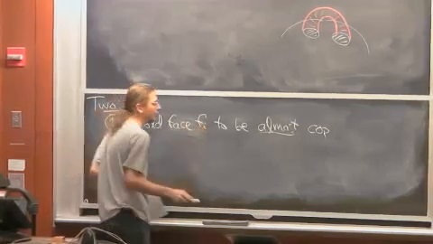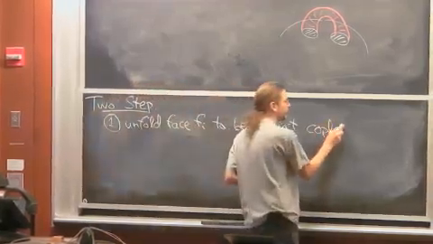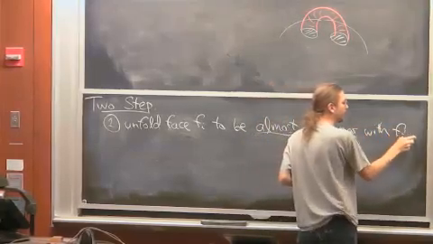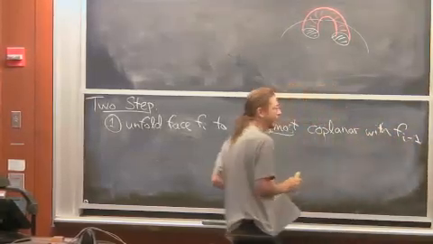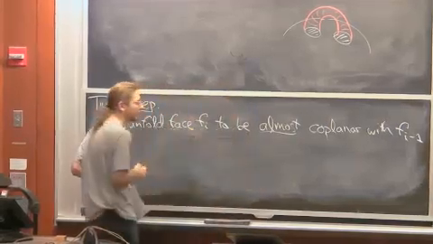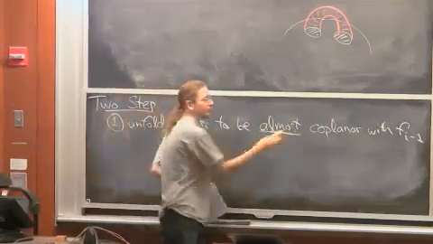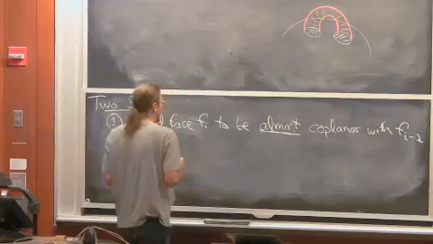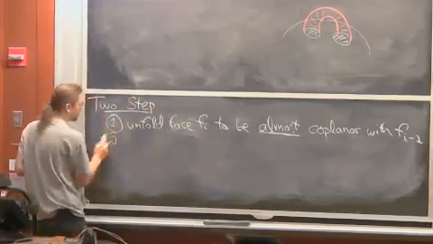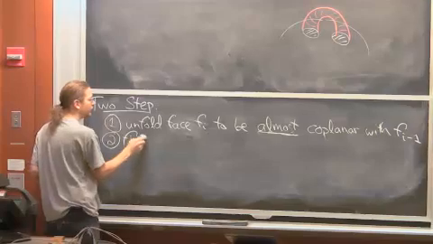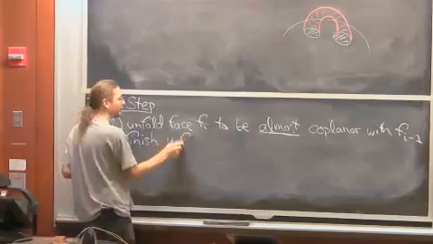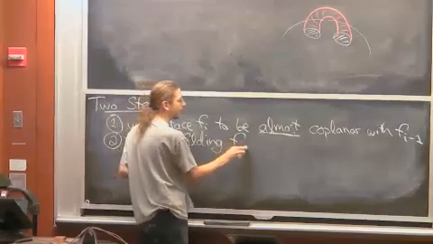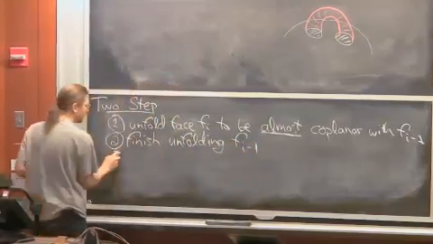Face Fi to be almost coplanar with the previous one, Fi minus 1. So that does correspond to unfolding an edge, but I'm going to think about numbering the faces. Almost means we unfold it to epsilon within the angle of 180 degrees. Then we finish unfolding the previous step, Fi minus 1. And then we repeat.